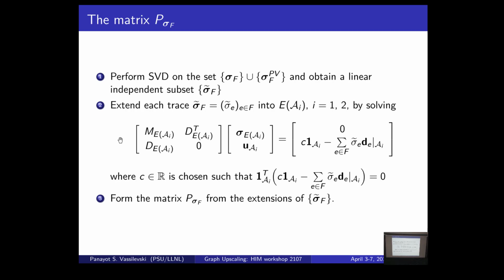The extension is a little bit complicated, in the sense that we have to ensure that the right-hand side is orthogonal to the constants, otherwise this problem is not solvable. So we are given something on the faces, and we would like to extend these values in the interior of the aggregates. So you solve this problem, and by choosing an appropriate constant, you can make this orthogonal to the constant vector, so this problem will be solvable. So the extension is doable. All right.